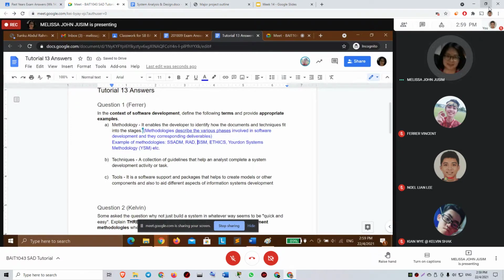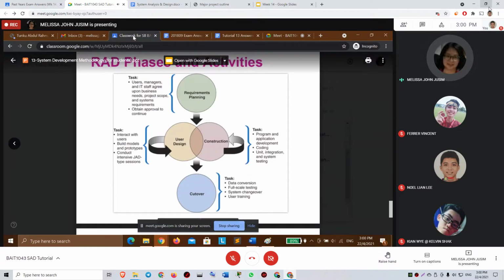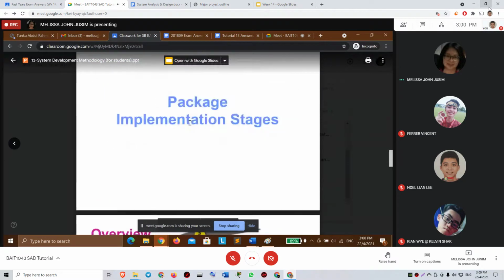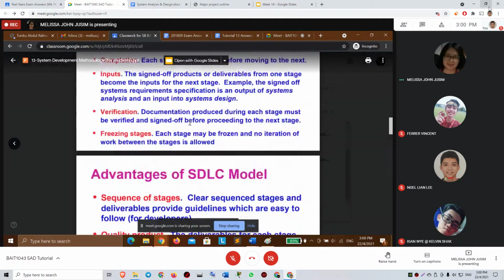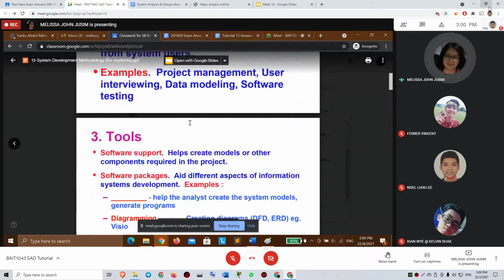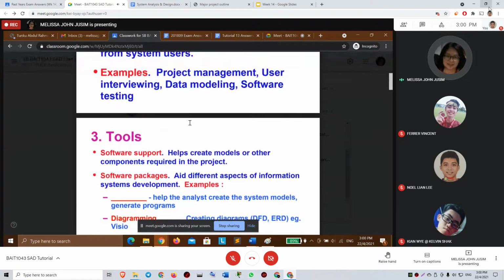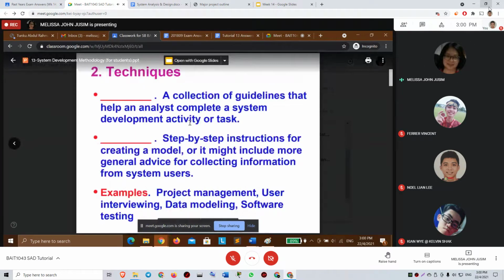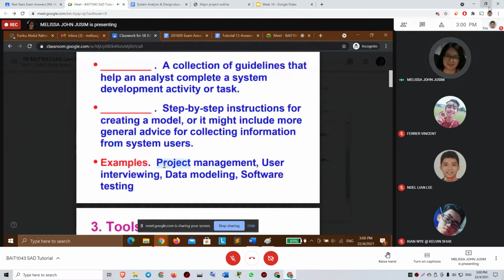Okay, techniques. Techniques are guidelines, correct. A collection of guidelines. These are the guidelines, correct. And then example, I believe it is in our slide just now. Oh, 3 p.m. already. It's okay. We must finish our tutorial. This is the example of techniques.